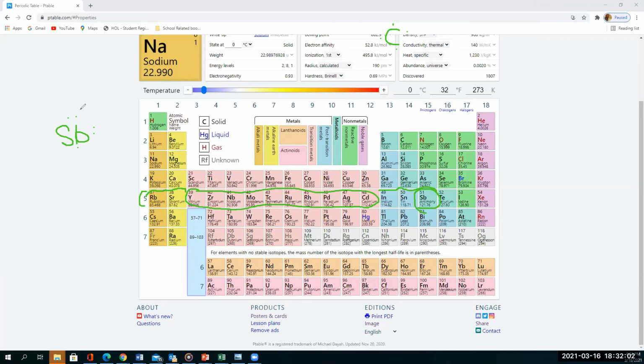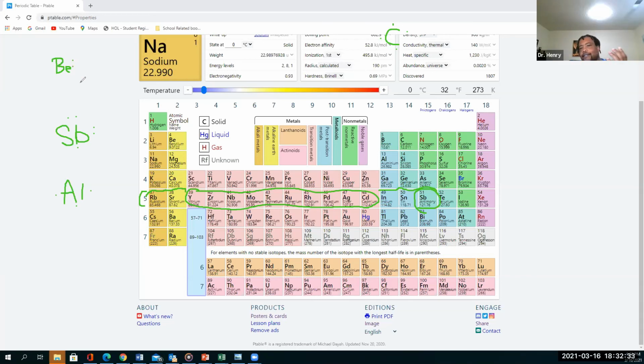Okay. So, what about the Lewis dot structure for aluminum? 3 dots, that's right. And beryllium, Be? 2. Piece of cake.